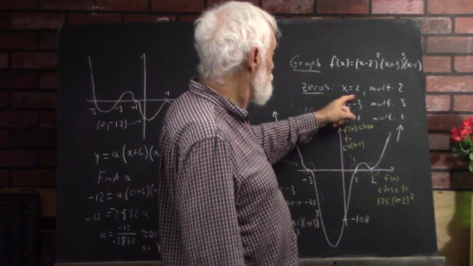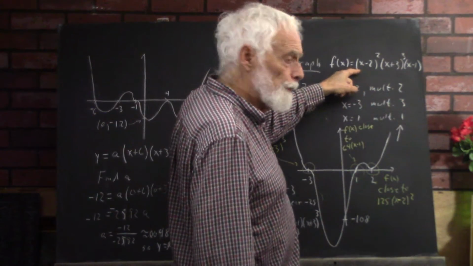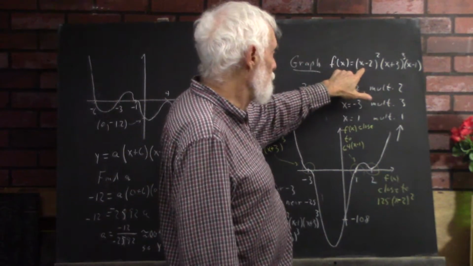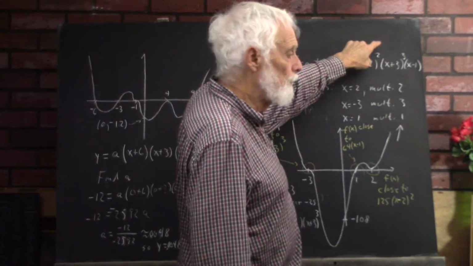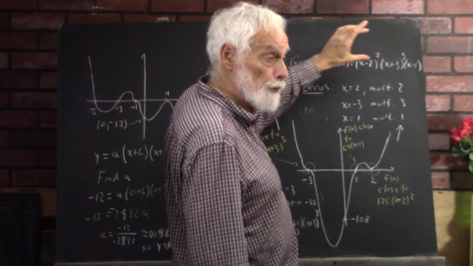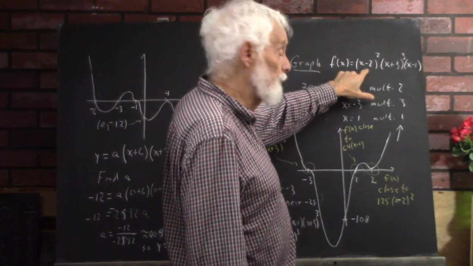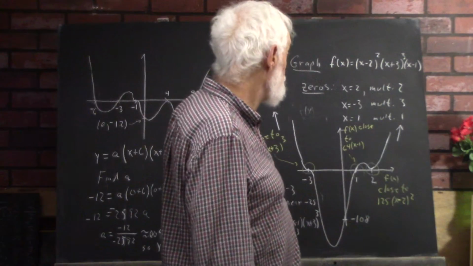So the zeros occur at x equals 2. The multiplicity is 2 because we have x minus 2 as a factor twice. Now we've put that in a shorthand where we do x minus 2 squared, but that means x minus 2 times x minus 2. So x equals 2 is a zero for this function, and it occurs twice, so it has multiplicity 2.